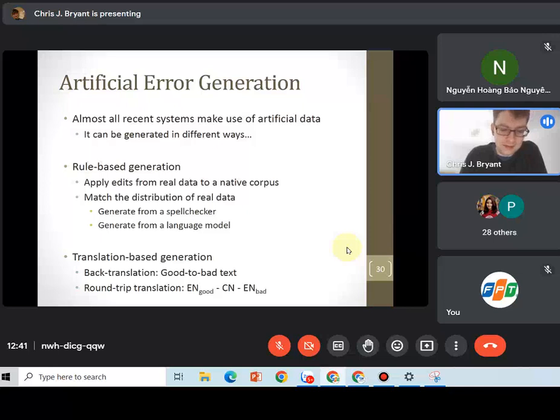Another way to do that is round-trip translation. So you start with some English data, and then you can translate it to, let's say, Chinese with Google Translate, and then you can translate it back to English. And because machine translation is not perfect, you will end up with some errors in there, which this system can then fix, which you can then use as training data.